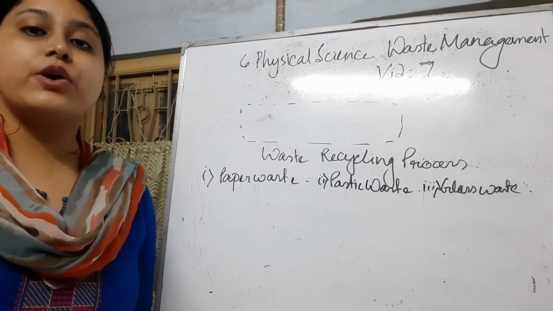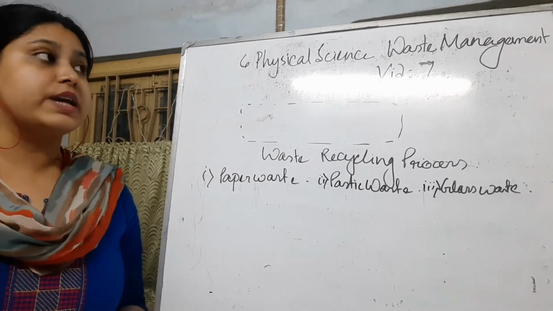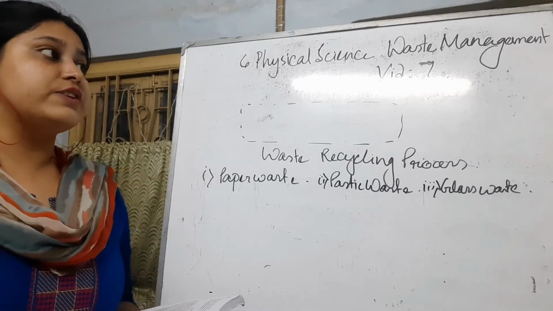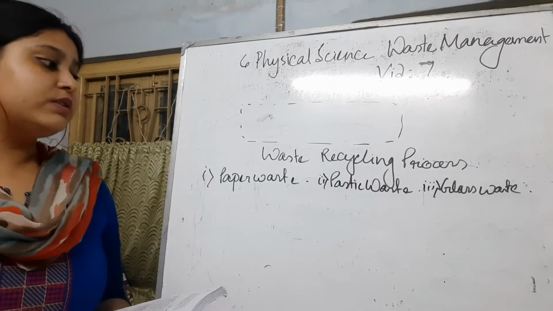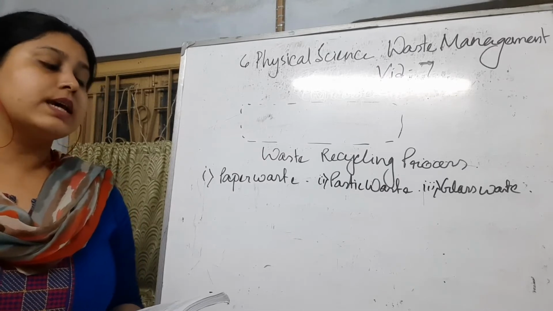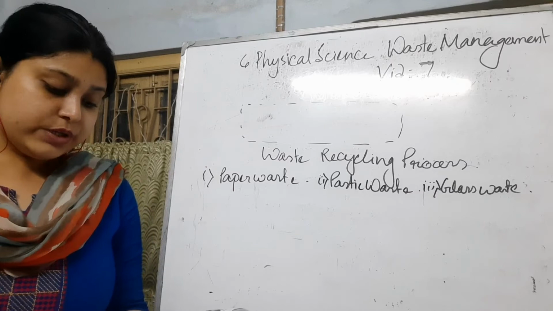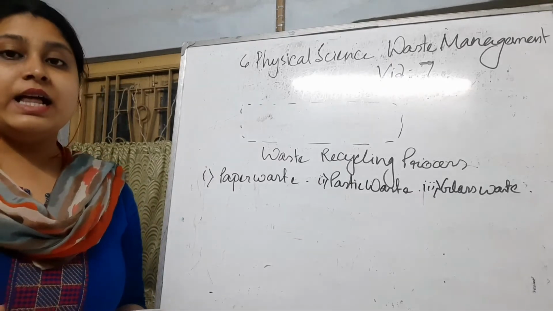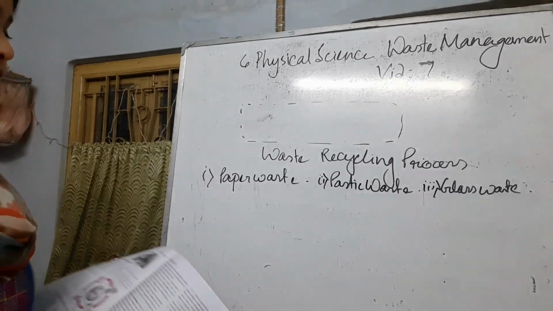This video is for class 6 physical science, and the chapter that I am going to continue today is waste management. This is video 7 from this chapter. In the previous video, we discussed what waste products can be recycled: paper waste, plastic waste and glass waste. In this video, we are going to discuss how we can recycle the paper waste. Let's write down the steps by which we can recycle the paper waste.